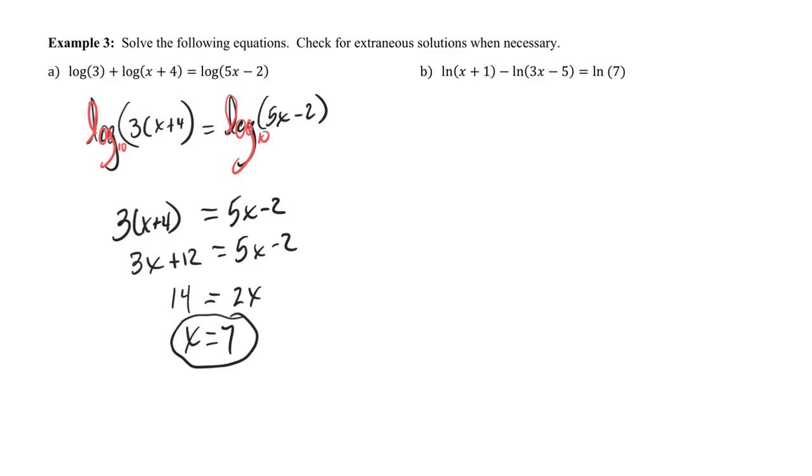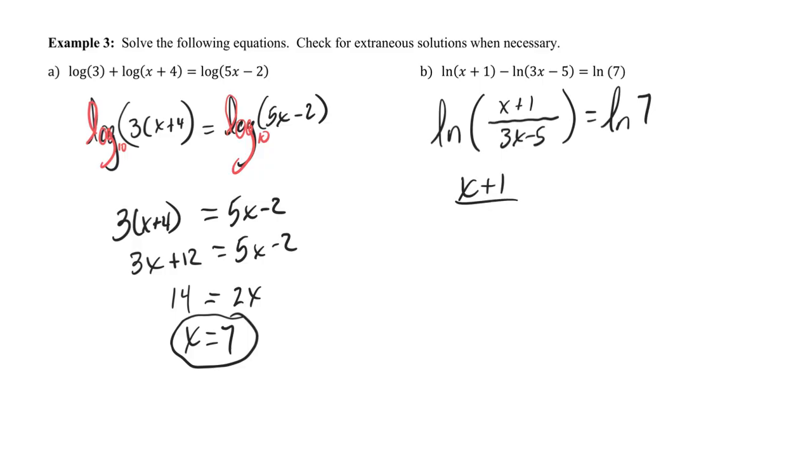Okay. Let's look at B. I have too many natural logs on the left-hand side. Notice I should have counted up all the terms. There are 3 of them. They all have a natural log. So I have to condense. And I saw a minus sign, so I'm going to do division. So x plus 1 goes on top. 3x minus 5 goes in the bottom. And the ln of 7 goes over here. Natural logs on both sides, they're already equal. So I'm only worried about this part. That's what has to be equal.